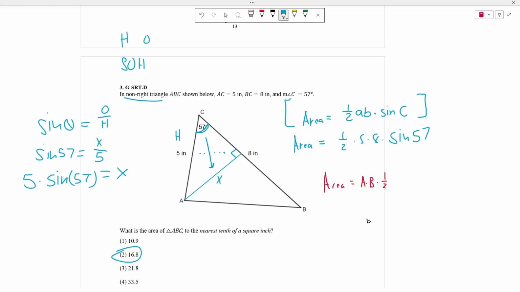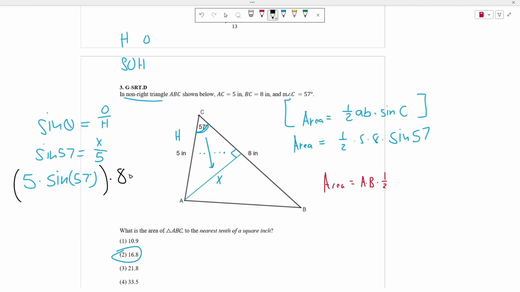And I can plug that altitude into this formula now. I can do 5 times the sine of 57, which is my altitude, times my base, which is 8 inches. I'm not going to use 5 because 5 isn't my base. 8 is my base. The way that you know which side to use for your base is whichever side the altitude touches.